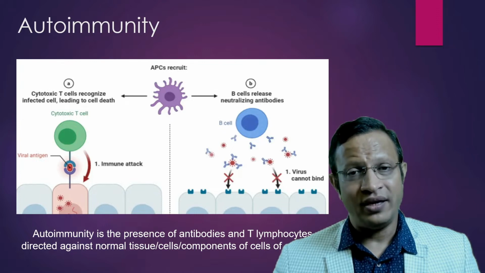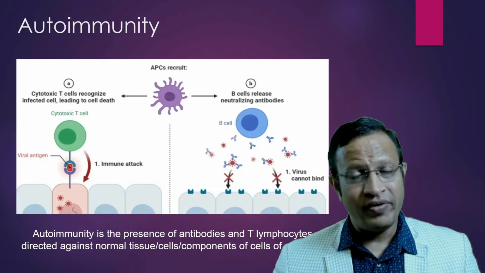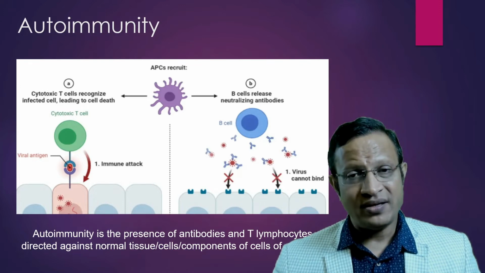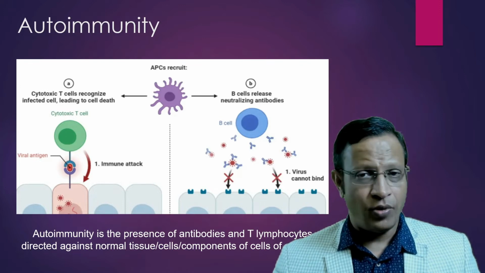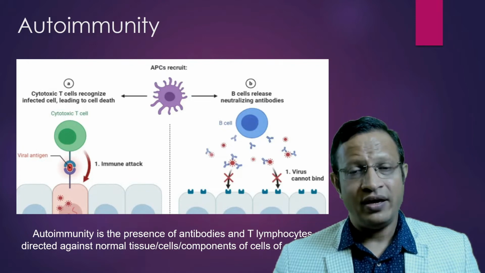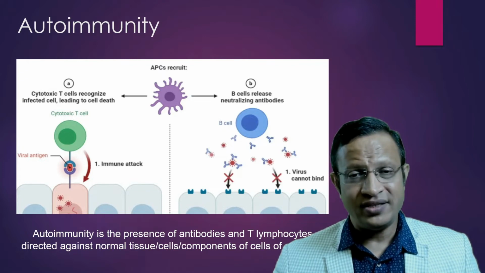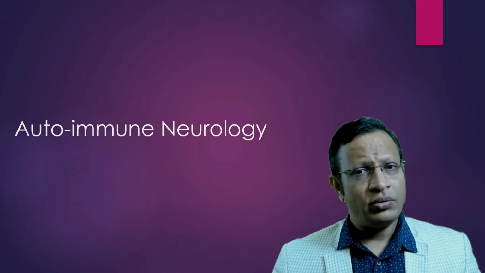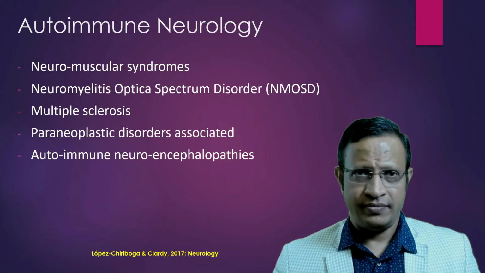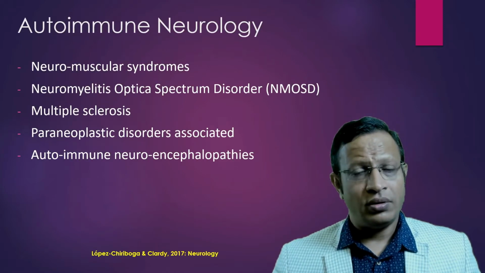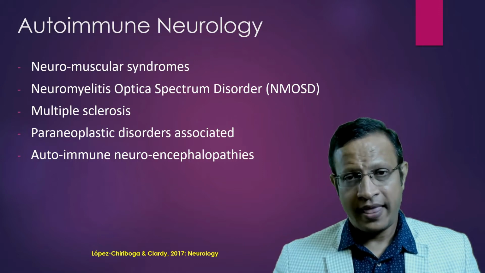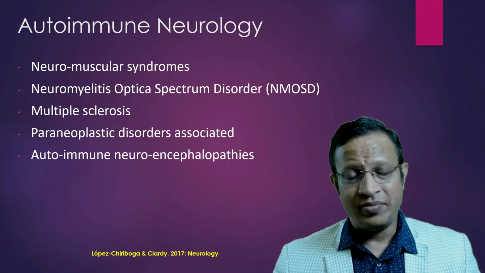Similarly, in autoimmunity, the immunity is required to prevent infection or to prevent neoplasms or tumors inside the body. But unfortunately, in certain conditions, the immunity starts working against the normal cells. That is called autoimmunity. Now, what is this autoimmune neurology? As you know, here the immunity is against neurons and the neurons connecting the muscles.